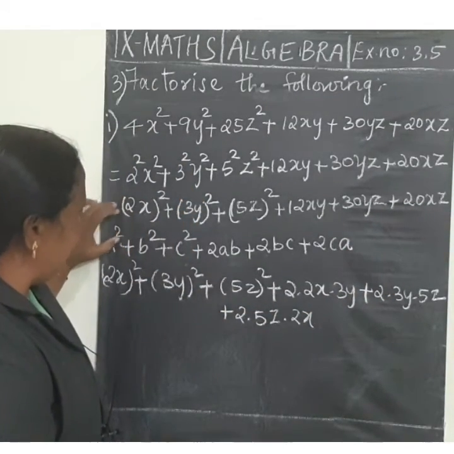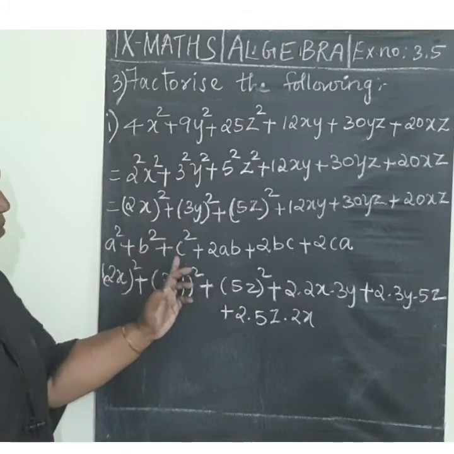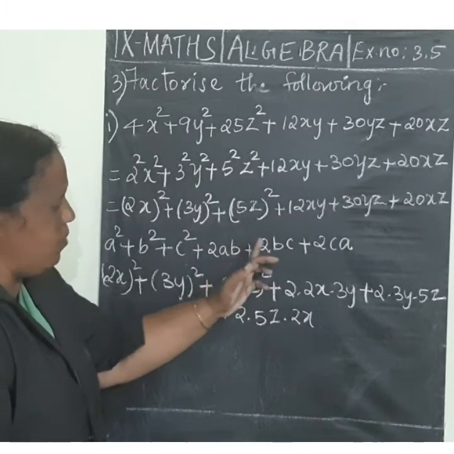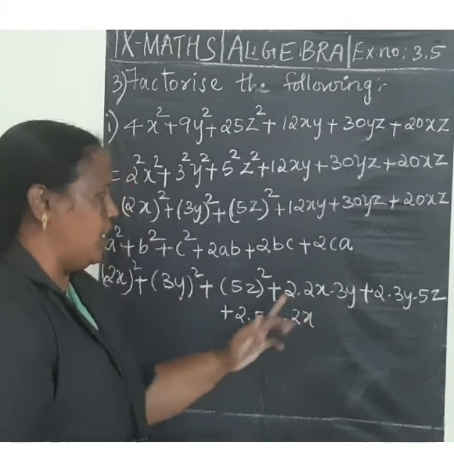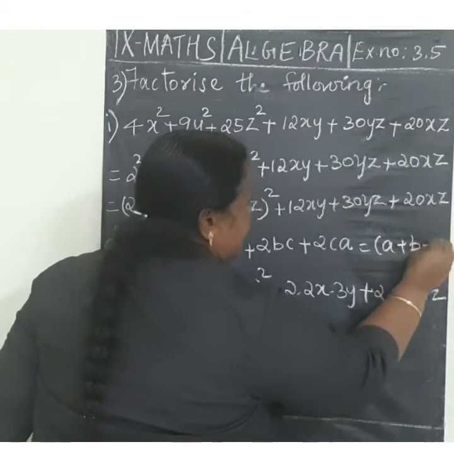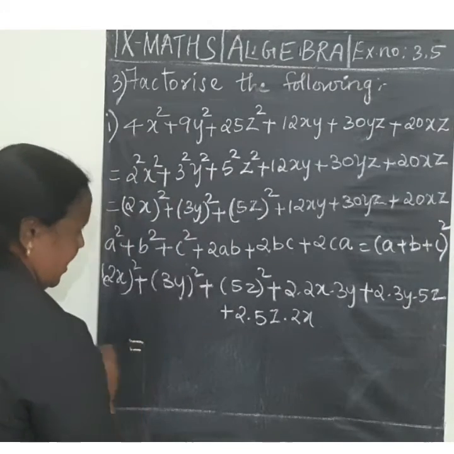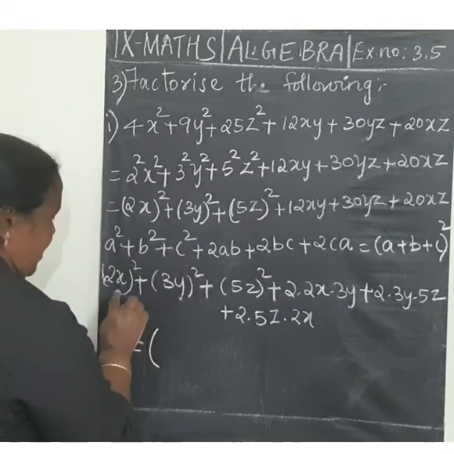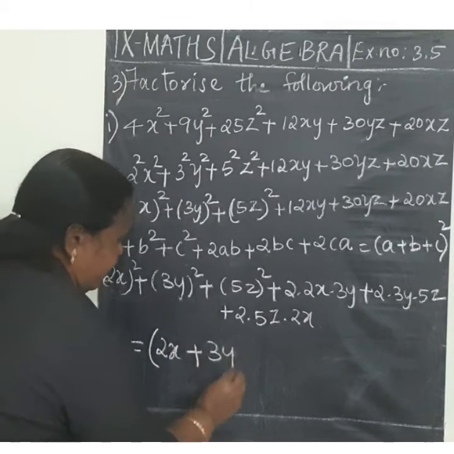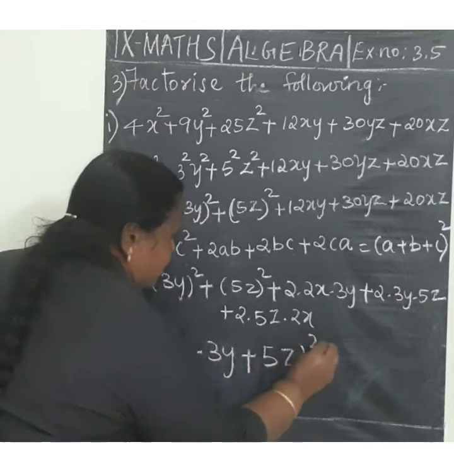So the given question, we can use this identity: a square plus b square plus c square plus 2ab plus 2bc plus 2ca is equal to (a plus b plus c) the whole square. So this one we can write as, our a is 2x, plus b is 3y, plus our c is 5z, so (2x plus 3y plus 5z) the whole square.